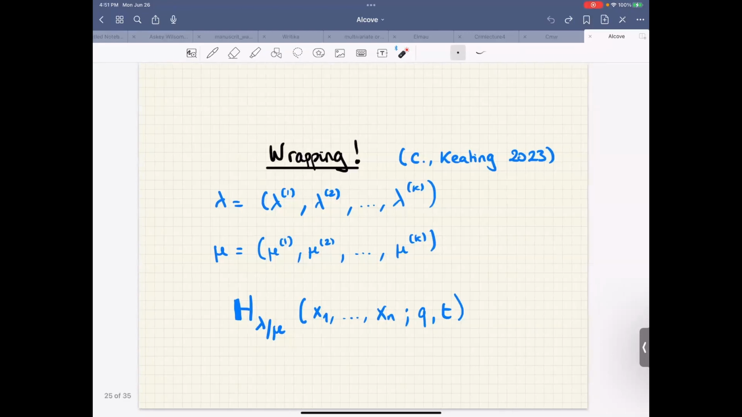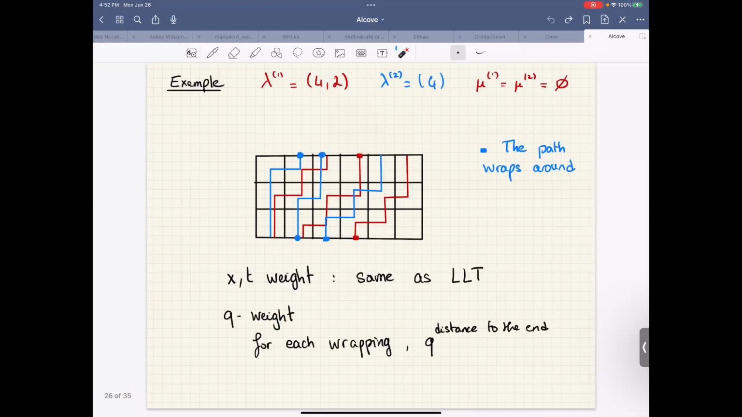So let me explain what I mean by that. I'm going to do that using an example. I have, I guess I wrote in French.